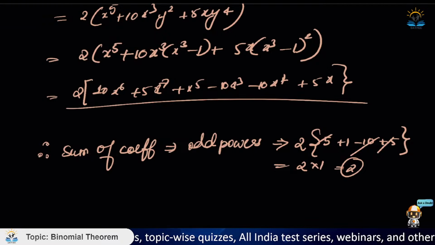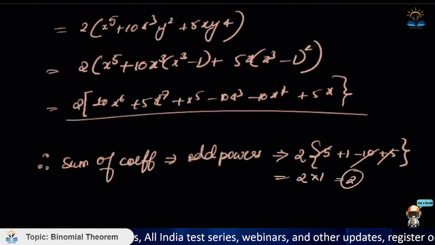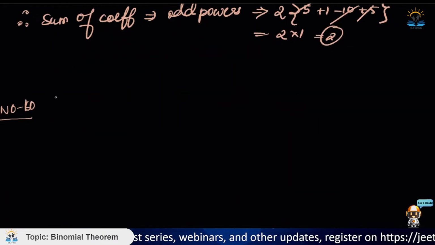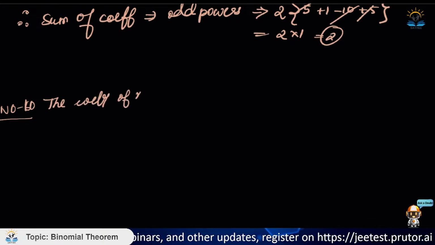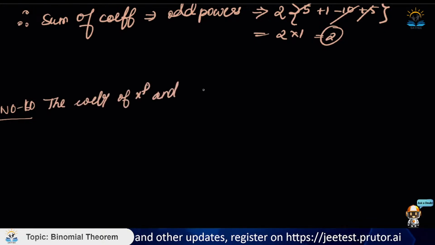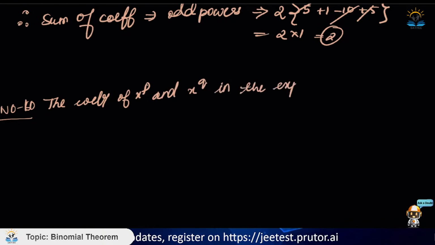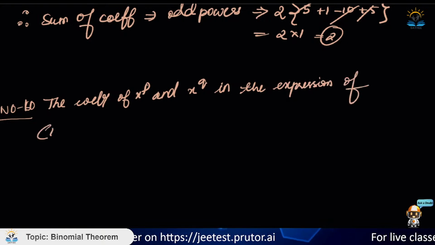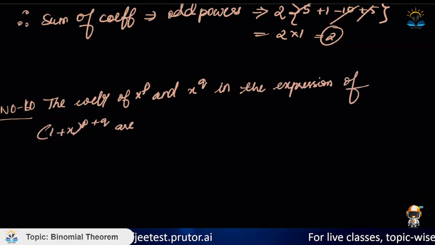So that is how it comes. Now the next question we have to look at, question number 10. What is this question? Let us look at question number 10. The coefficients of x to the power of p and x to the power of q in the expansion of (1 plus x) to the power of p plus q. What is r? We have to ask.